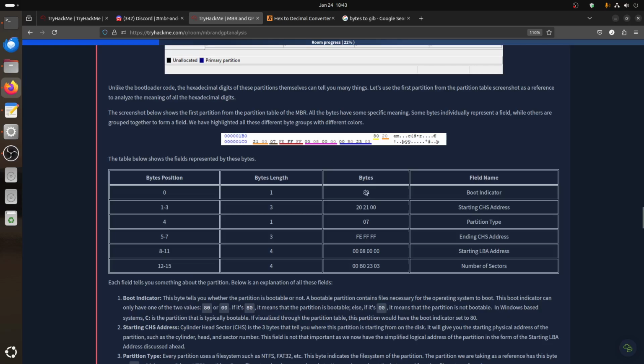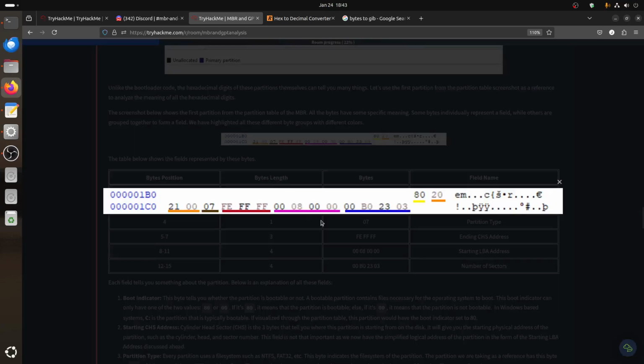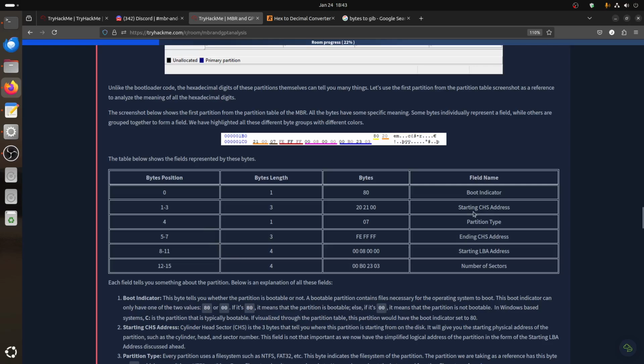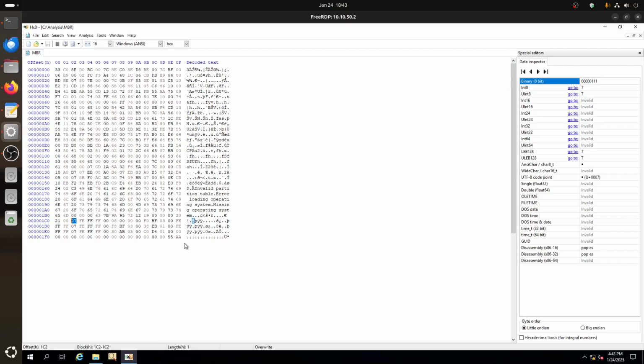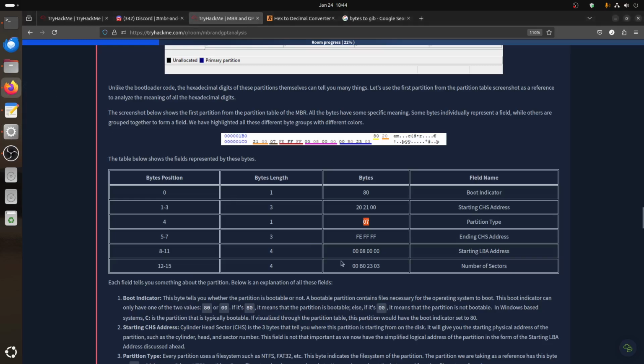The 80 is the boot indicator, then the next 3 bytes, 20 21 00, are a CHS address. We're not really interested in this one, and that's why the partition type is most important. Remember that it can be 07 or something else. In our case it is also 07. And then the next one is the ending CHS address, and then we have the next 4 bytes.